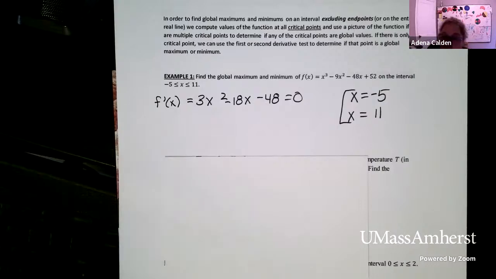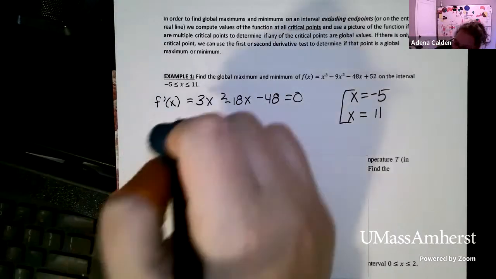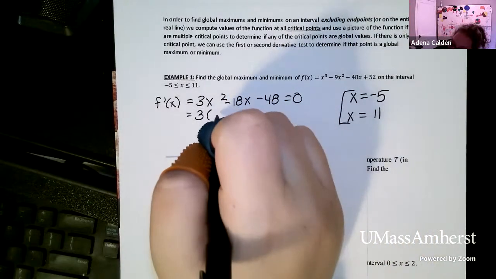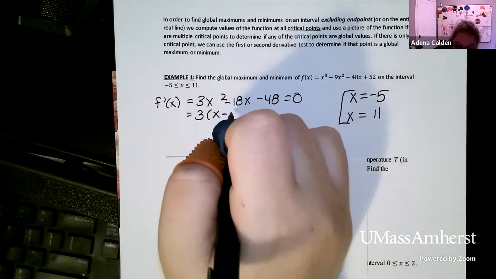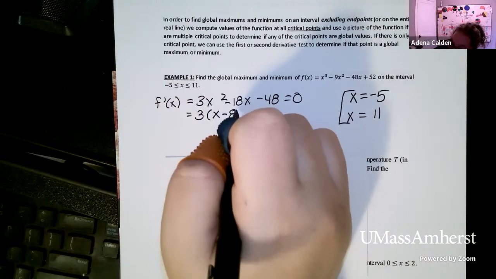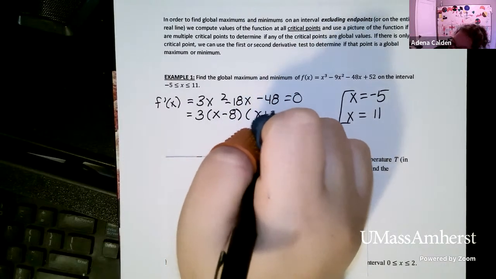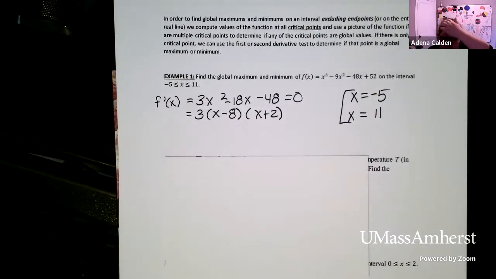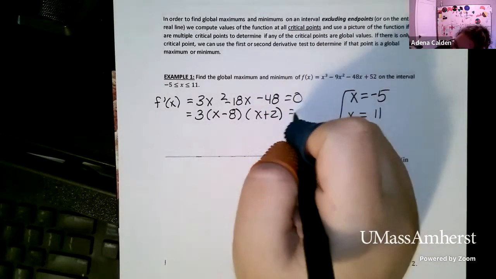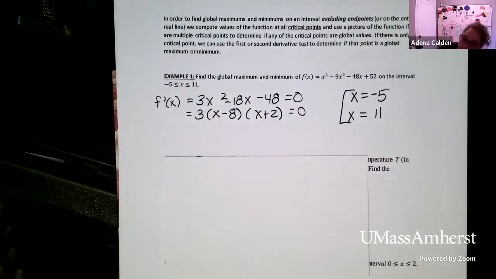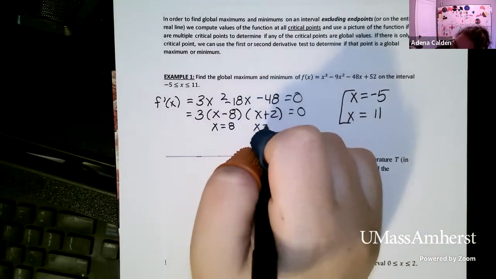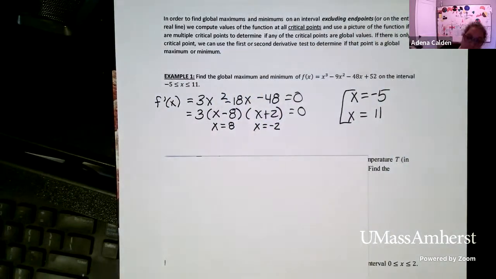Okay. As I've mentioned before, there's a lot of different ways you can approach it from this point. It's a matter of preference. I like to factor. So I factored this out, and I get 3 times (x minus 8)(x plus 2). So I factored the 3 out first, and I was left with a function that I could then factor further. So my critical points here are x equals 8 and x equals -2.